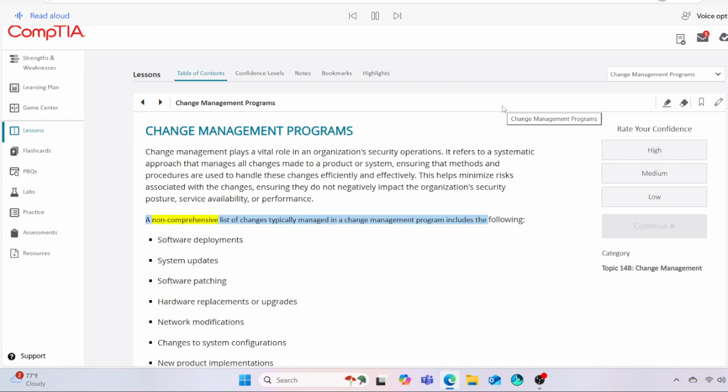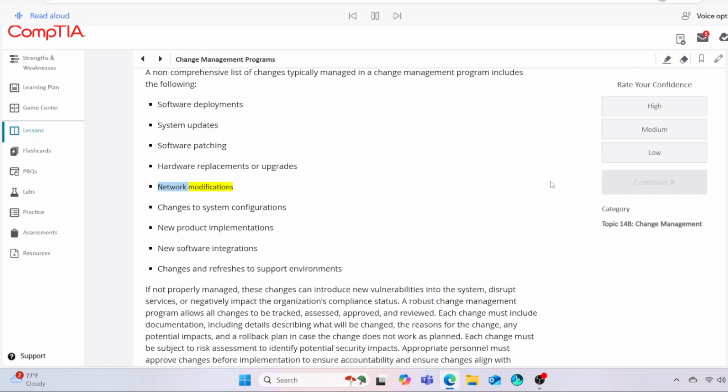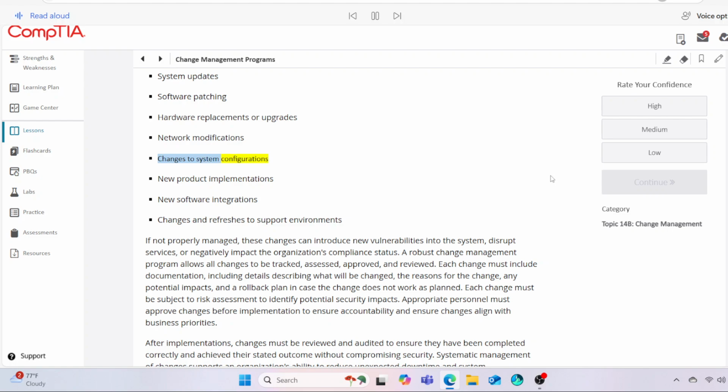A non-comprehensive list of changes typically managed in a change management program includes the following: software deployments, system updates, software patching, hardware replacements or upgrades, network modifications, changes to system configurations, new product implementations, new software integrations, and changes and refreshes to support environments. If not properly managed, these changes can introduce new vulnerabilities into the system, disrupt services, or negatively impact the organization's compliance status. A robust change management program allows all changes to be tracked, assessed, approved, and reviewed.